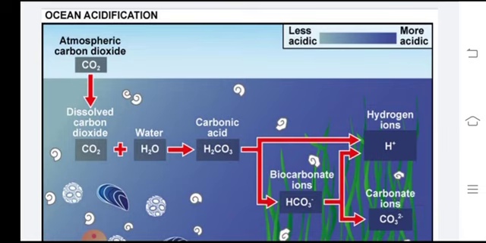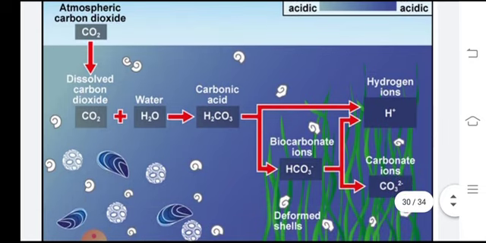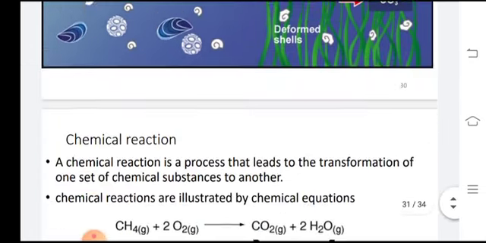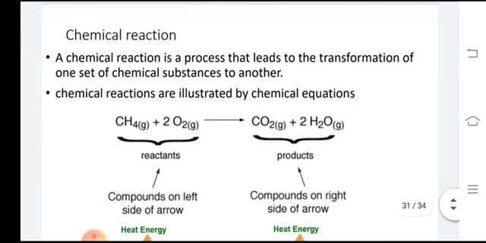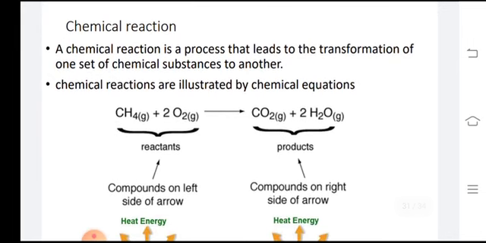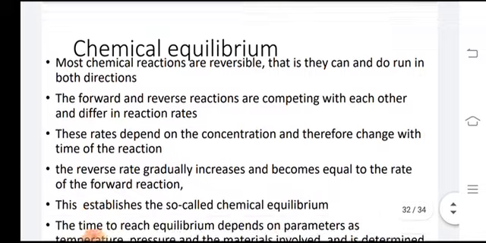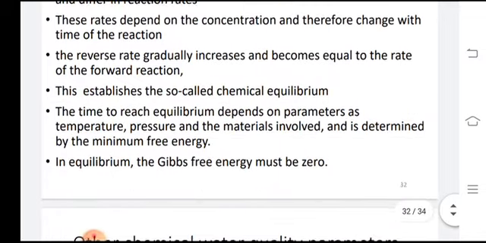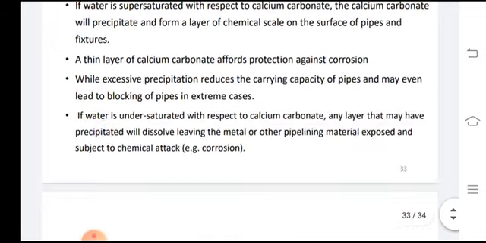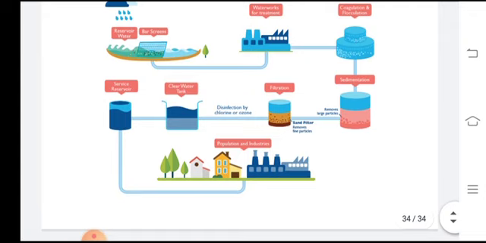Here we have again the same reaction, we talked about it earlier. The chemical reaction is a process that leads to the transformation of one set of chemical substances to another, reactants and products. And then chemical equilibrium, we talked about it as well, and some of the parameters, and this is the application. So that's all for this lecture.